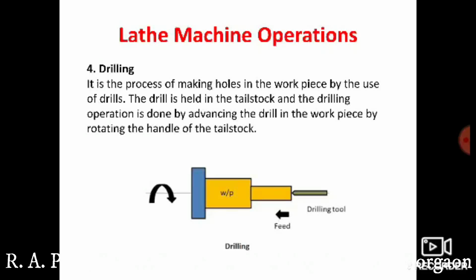So you can perform drilling operation over the lathe machine also. For that you have to clamp or fix the drill bit in the tailstock, and then the tailstock is advanced towards the workpiece by rotating the handle which is provided on the tailstock, and with that you can perform the drilling operation.